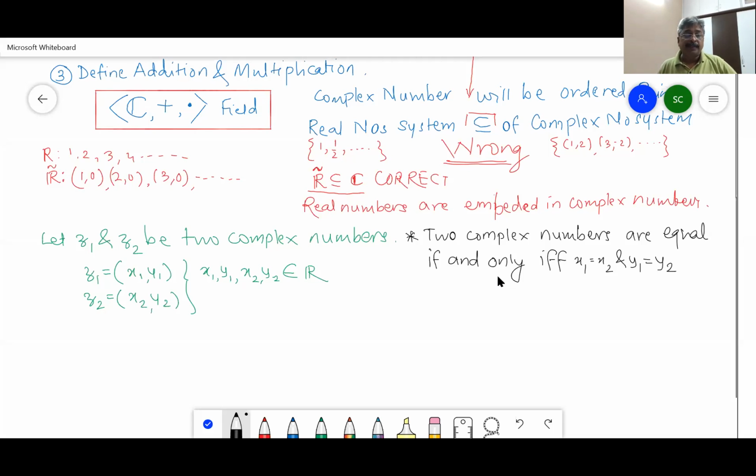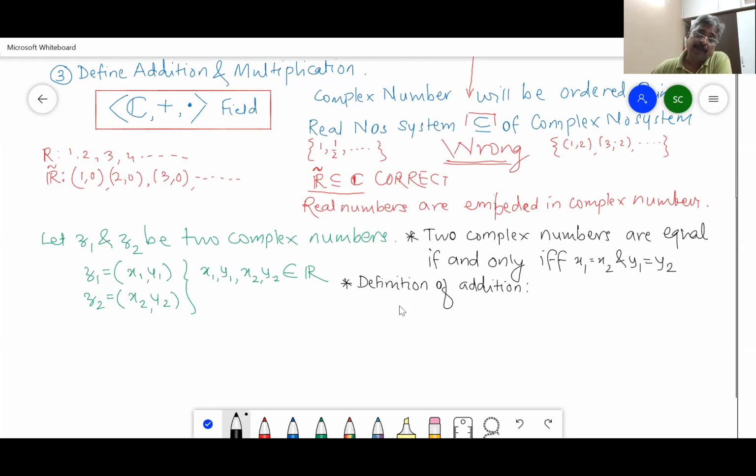Now what we want to do is define addition of two complex numbers. So the next thing is the definition of addition. Okay, can somebody suggest a definition of addition? I want to perform Z1 plus Z2. What should be the definition of summation of two complex numbers? Any guess? Any idea? x1 plus x2, comma, y1 plus y2.